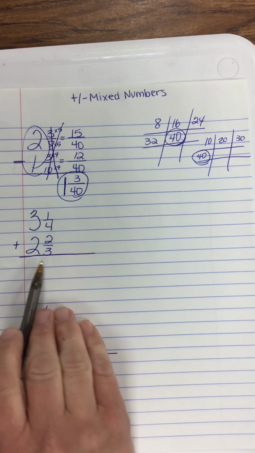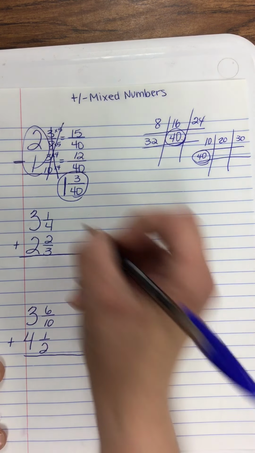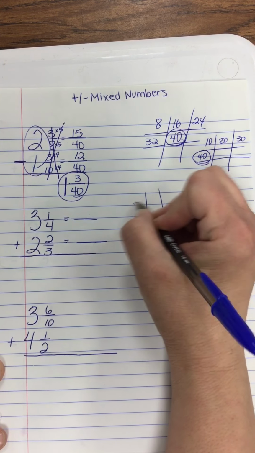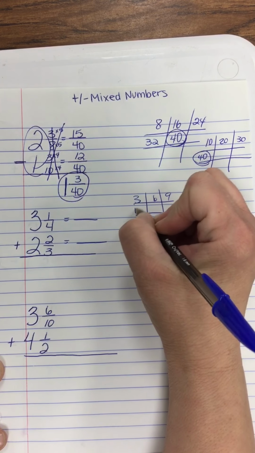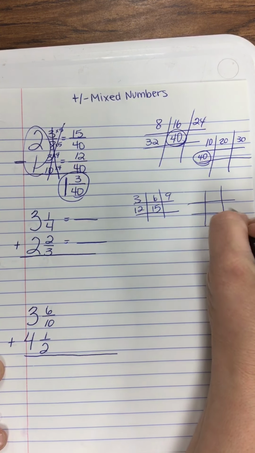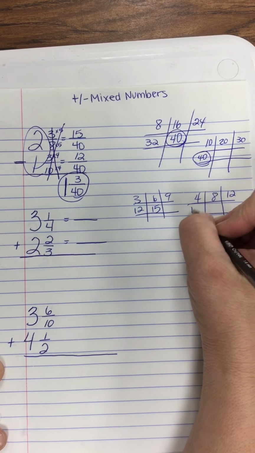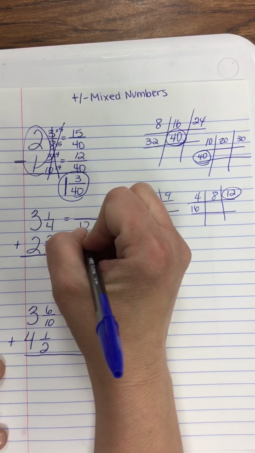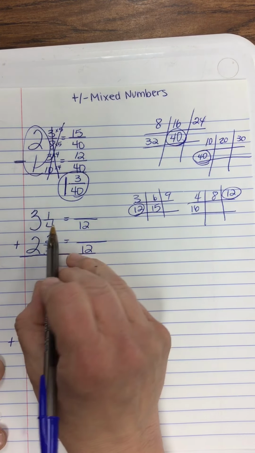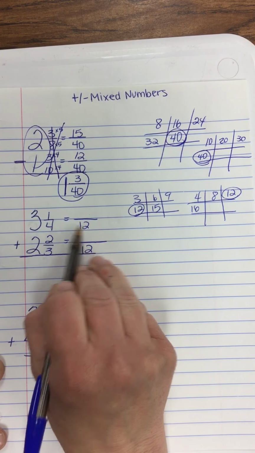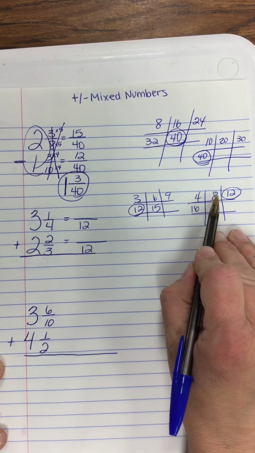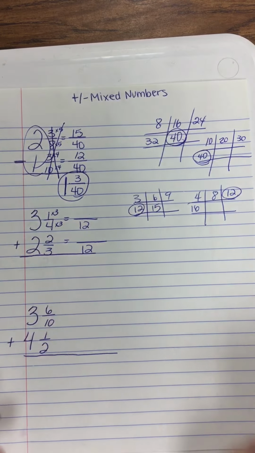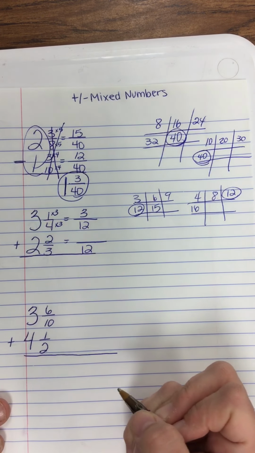3 and 1/4 plus 2 and 2/3. We have to find a common denominator. 3, 6, 9, 12, 15. 4, 8, 12, 16. The smallest number they both had in common was 12. Okay, so 1/4 is equal to something over 12. 4 equals 12 when I multiply it by 1, 2, 3. Times 3. 1 times 3 is 3.